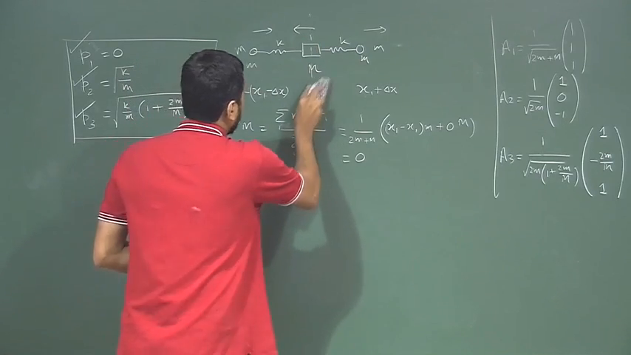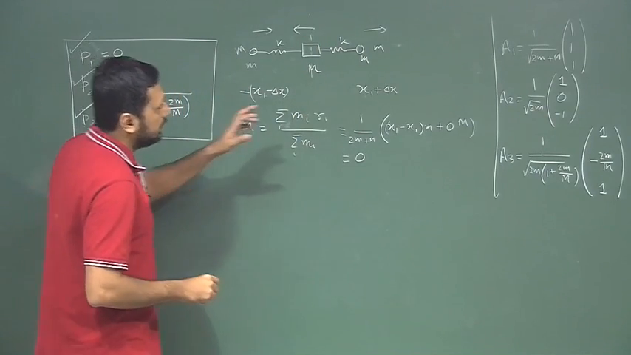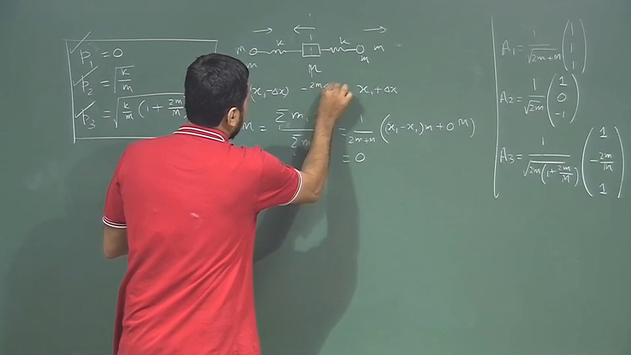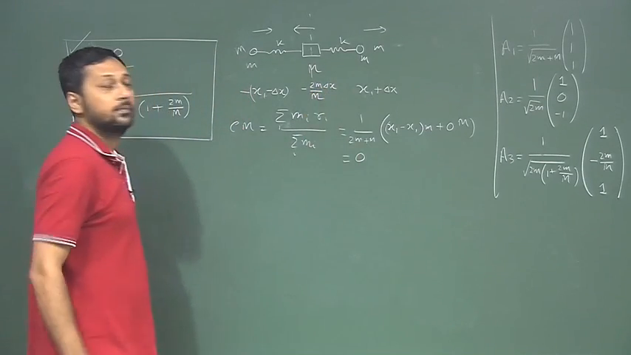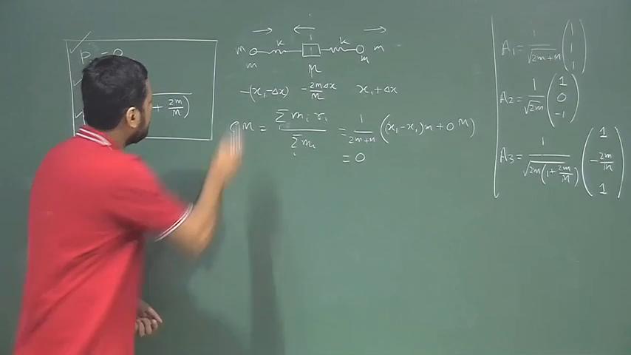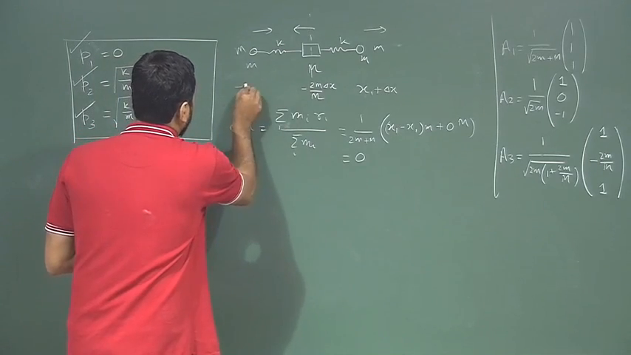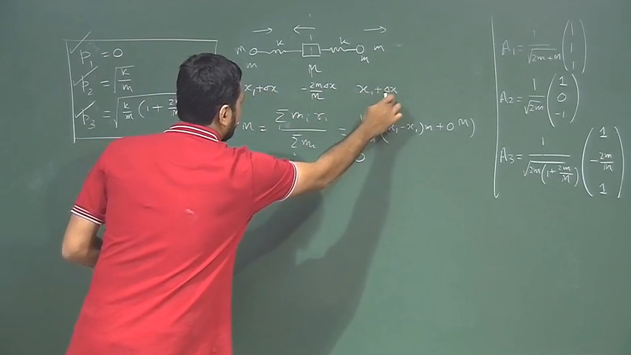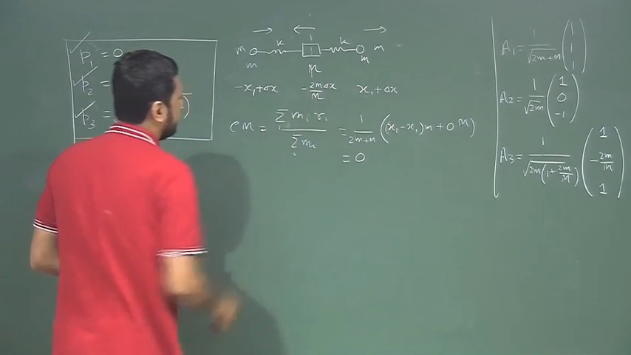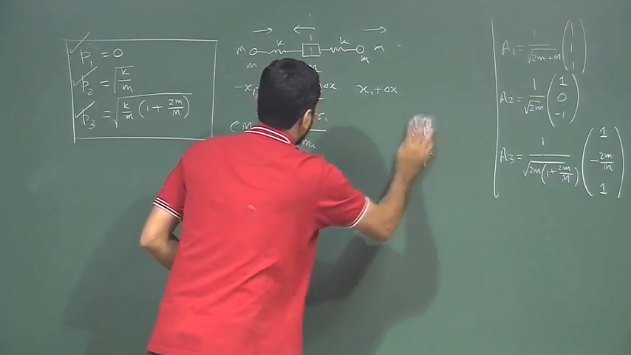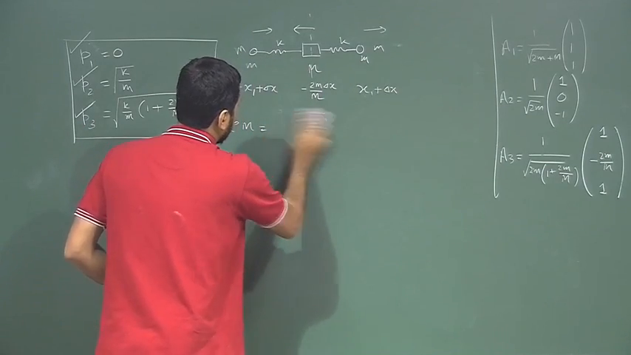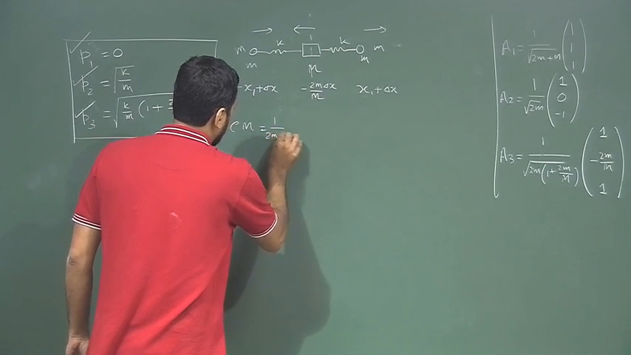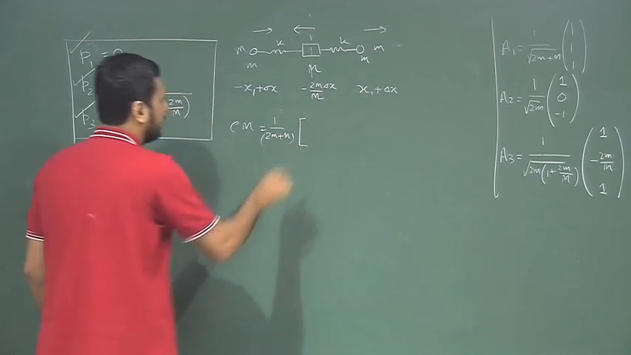Now, this one will not be 0 anymore, but it will be minus 2m delta x by capital M, right, because this one, I will just open the bracket and write here, this one was minus x1 and plus x1, this is minus x1 plus delta x, this is plus x1 plus delta x. So, this is minus 2m by M delta x. Now, you calculate the center of mass. Total mass I am not interested in, that will remain the same anyway, I will just put 1 by 2m, it does not matter really.